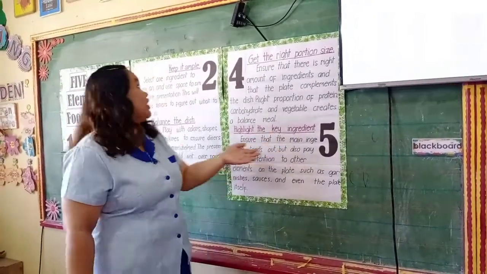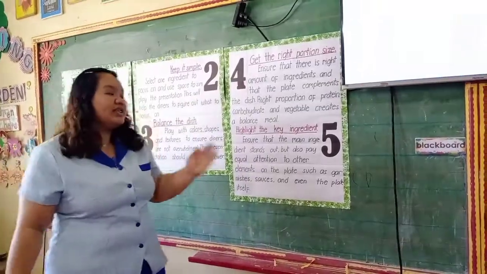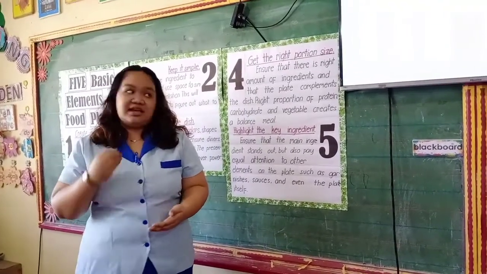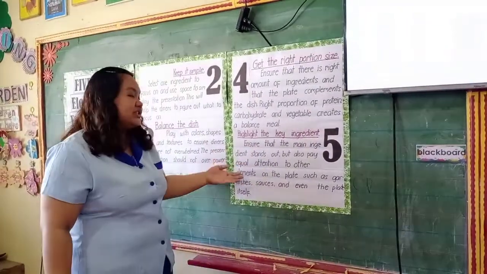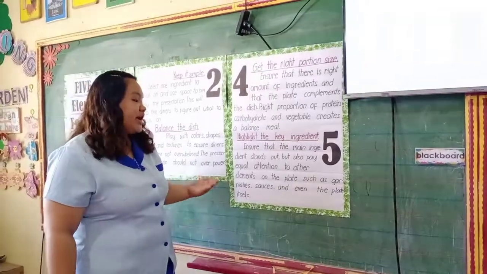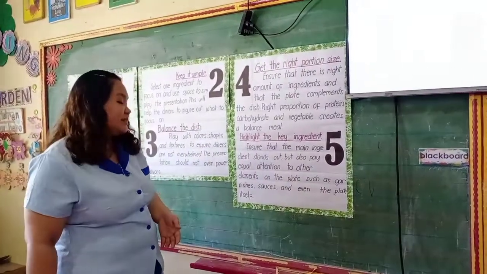This is the same as number 2, to keep it simple. Our idea is to always focus on the main ingredient or the main dish. Ensure that the main ingredient stands out, but also pay equal attention to other elements on the plate, such as the garnishes, sauces, and even the plate itself.